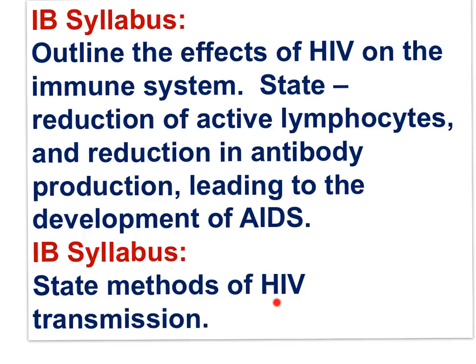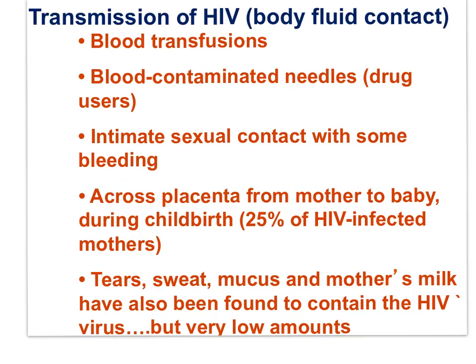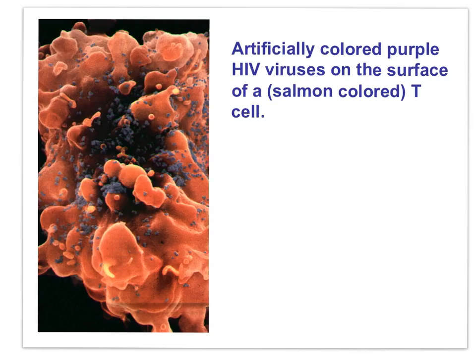Can you state the methods of HIV transmission? Here's how HIV is transmitted: through blood transfusions, blood-contaminated needles, intimate sexual contact, across the placenta from mother to baby. Tears, sweat, mucus, and mother's milk also have low concentrations of the HIV virus, but very low concentrations. In the micrograph, we can see an artificially colored purple HIV virus on the surface of a salmon-colored T cell.